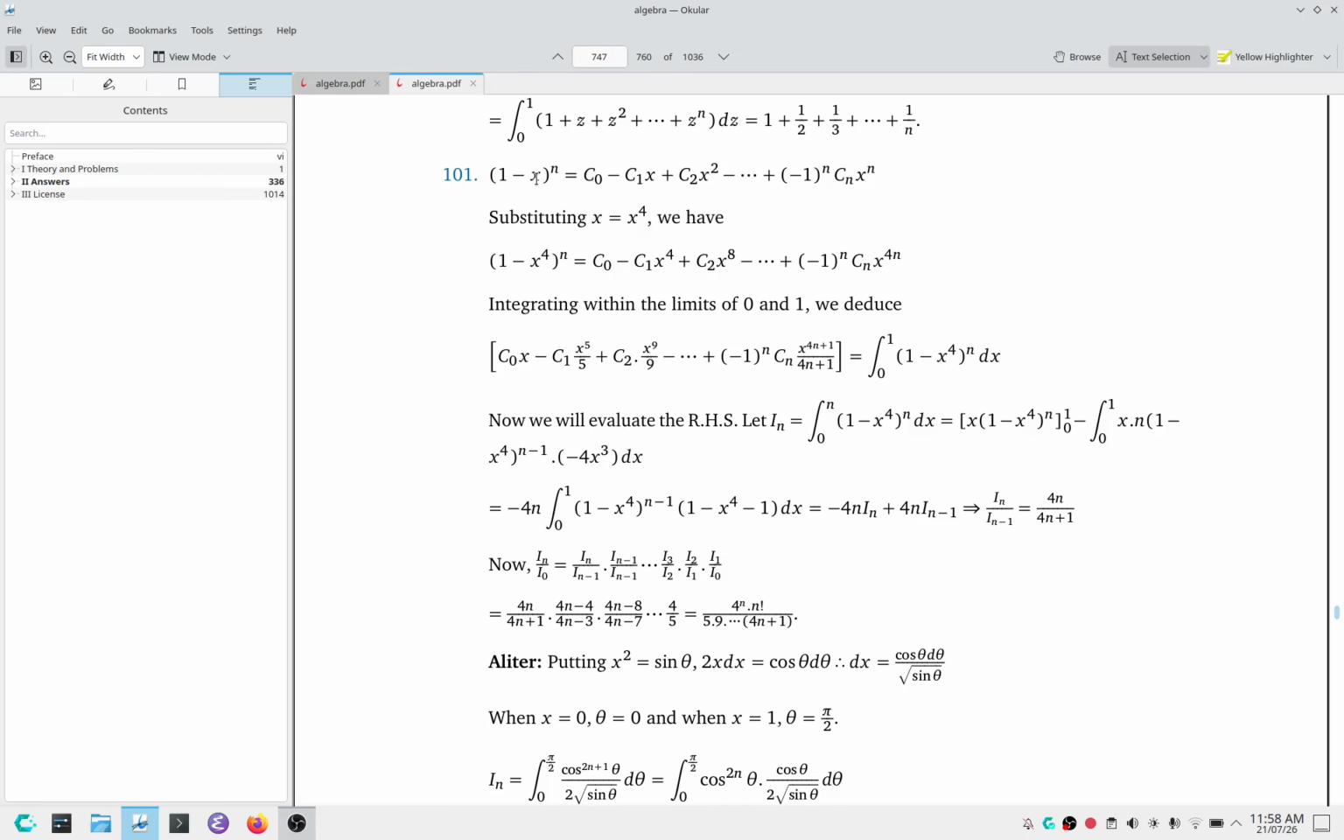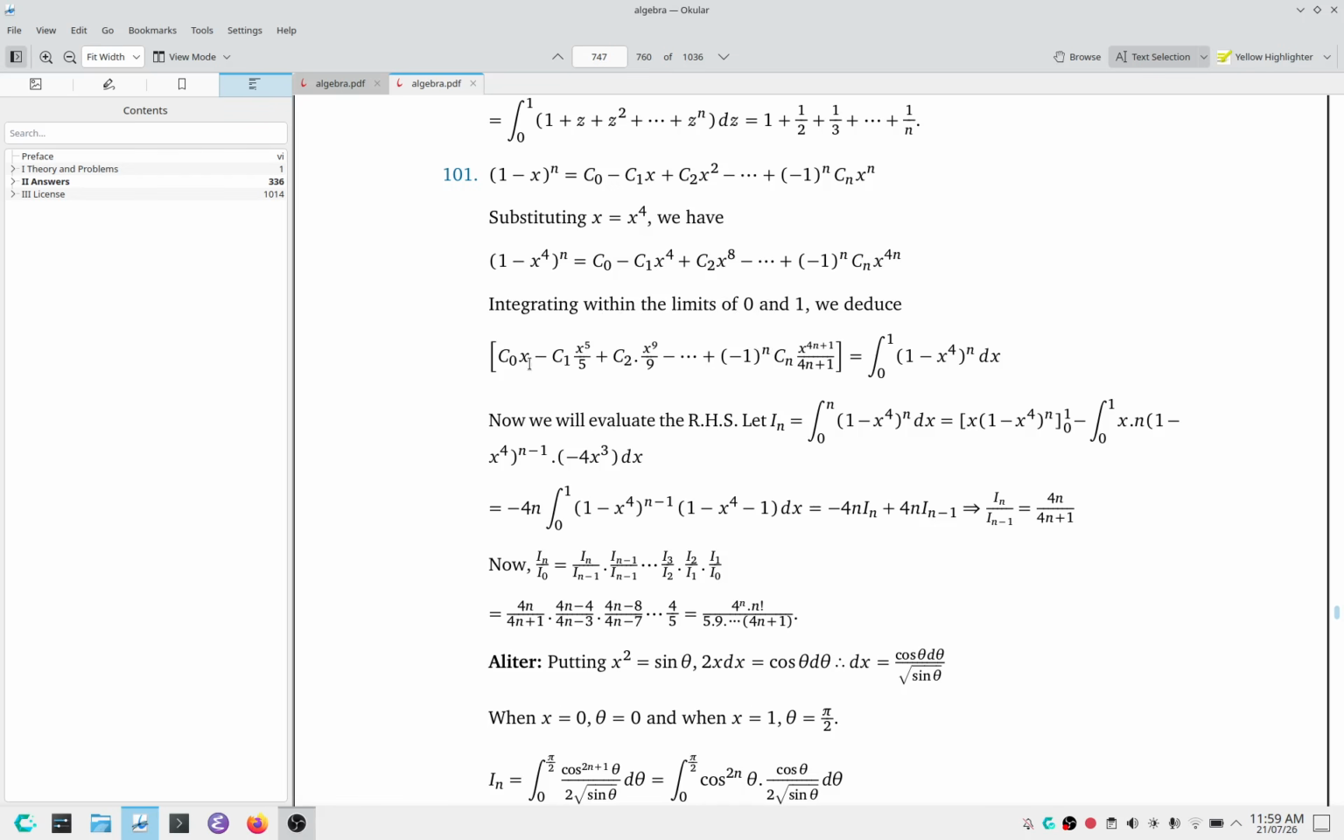So we know that the expansion of (1 minus x) to the power n is C0 minus C1 x plus C2 x square up to (minus 1) to the power n Cn x^n. We substitute x equal to x to the power 4, we get (1 minus x^4) to the power n is equal to C0 minus C1 x to the power 4 plus C2 x to the power 8 and so on up to (minus 1) to the power n Cn x to the power 4n. We integrate within the limits 0 to 1.